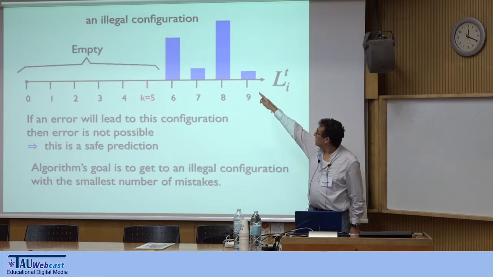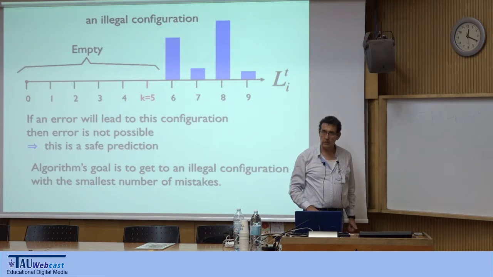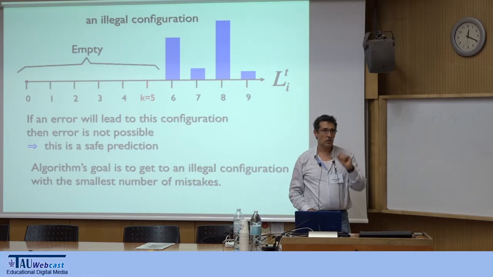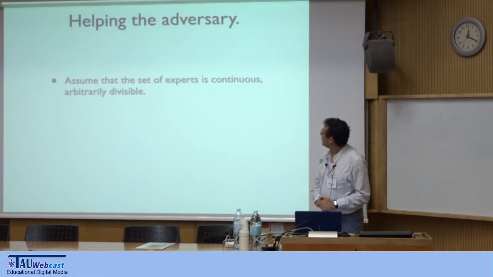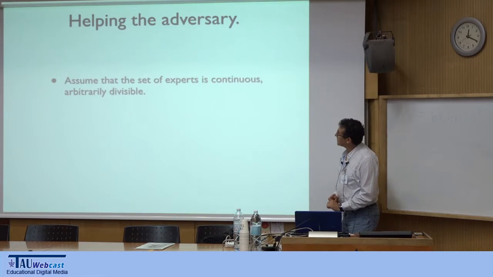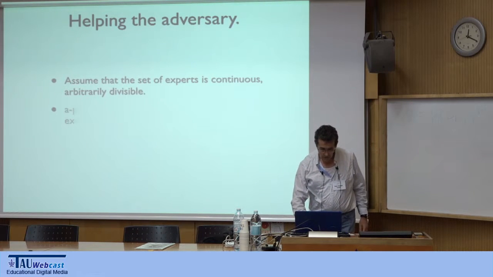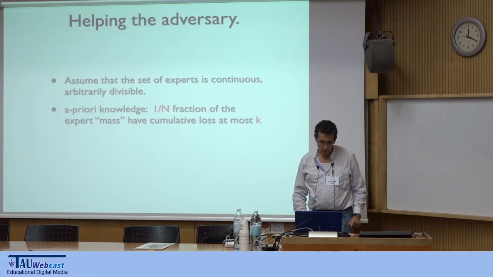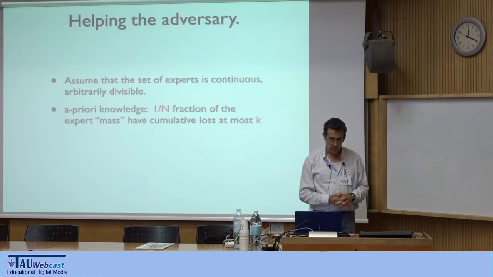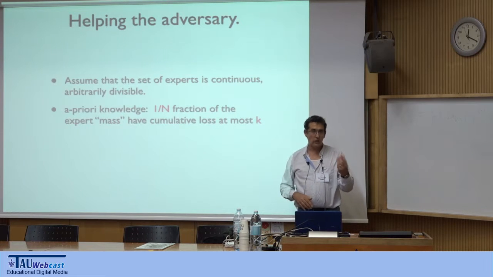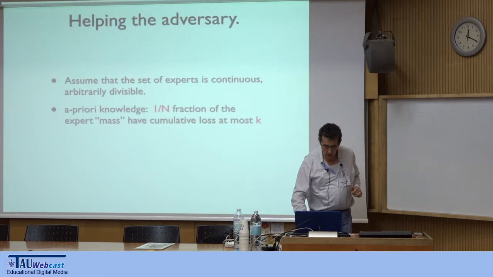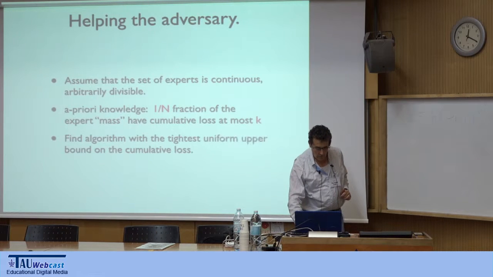If these are discrete, it actually becomes quite complex, and you can't necessarily find the min-max solution. But if you make them continuous, as I said before, then you can. Okay, so assume that the set of experts is continuous and arbitrarily divisible. Then your previous assumption becomes that the fraction that you want to compete against is epsilon equal 1 over n, right? So we want to find an algorithm with the tightest uniform upper bound on that cumulative loss.